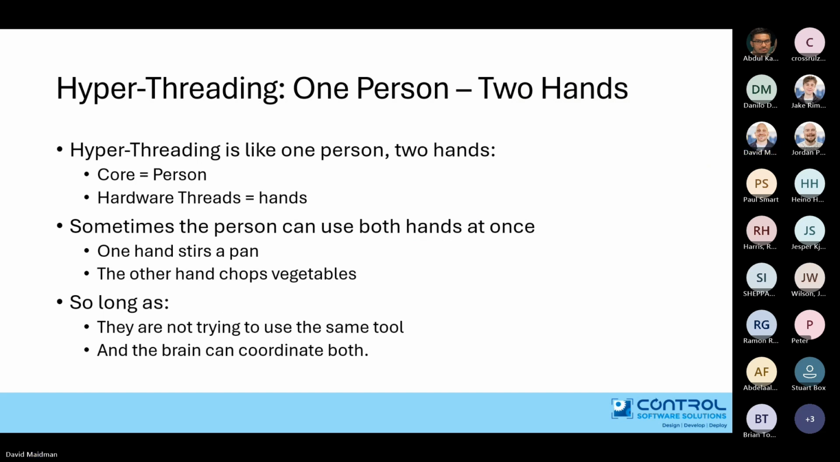Then when we get to the Pentium 4, we introduce hyperthreading. To give an analogy of what hyperthreading's like, it's like one person with two hands. If I'm in the kitchen, I've got two hands. Sometimes I can use both hands at the same time, so I can stir a pan and chop vegetables at the same time. I can use both my hands independently, so long as both hands don't need to use the same tool, and so long as my brain, the operating system, can coordinate those two activities. As long as I can do that, I'm able to carry out two activities at a time.